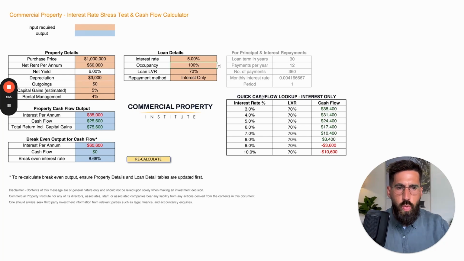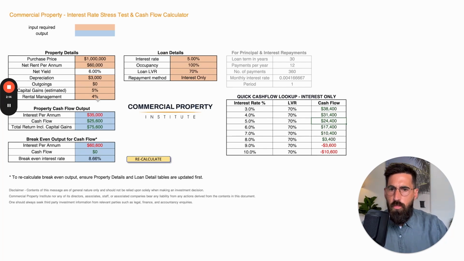What I like about this quick cash flow lookup table here on the right is you can actually see at different interest rates what the cash flow looks like. So you can see we've done the scenario at 5% interest rate where it's $24,000 a year. However, if say interest rates went up to 8%, it'd still be positive, $3,400 a year. And this is one of the other advantages of commercial property. Even at high interest rates, you can weather these storms quite well when compared with residential.